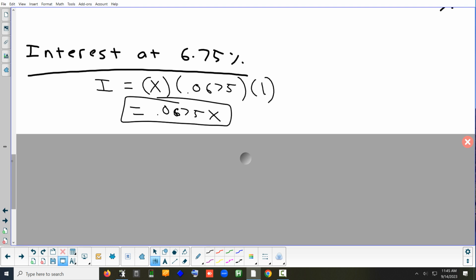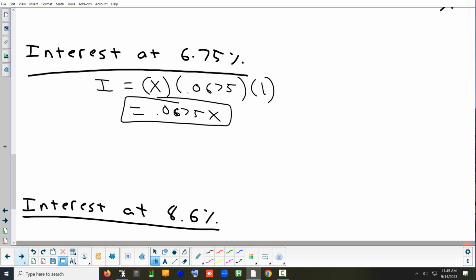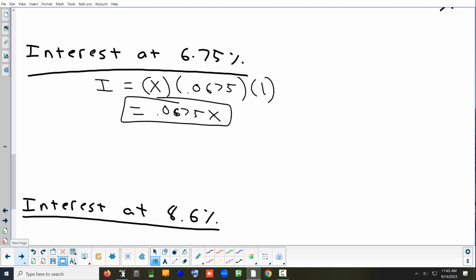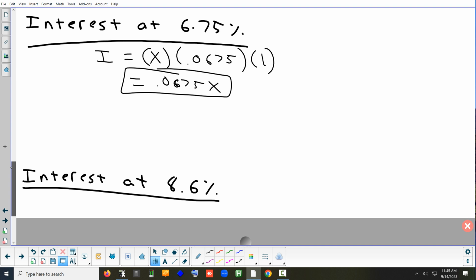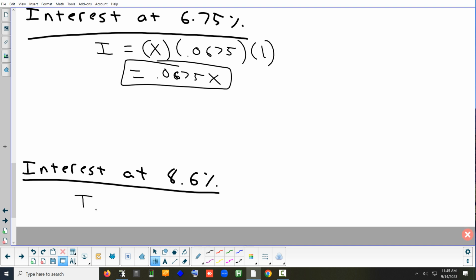Now that's not the only account. There's another account that he's going to earn interest in, and that's the 8.6% account. So let's find the interest that Bill earns there. Principal times rate times time. How much money does Bill invest in the 8.6% account? Yep. He invests X in the 6.75. Yep. X subtracted from 20,000. Perfect.